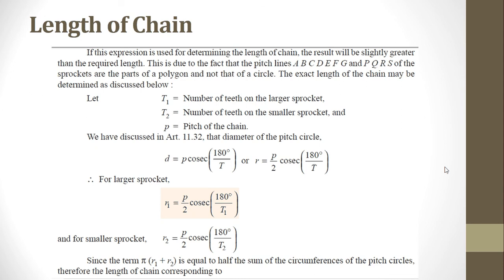Now T1 is the number of teeth of the largest sprocket, T2 is the number of teeth for the smaller sprocket, P is the pitch, and then we have the diameter of the pitch circle that has been derived earlier with the simple relationship between D and the pitch. So for the largest sprocket we have R1, and for the smaller sprocket we have R2 over here. The P has been divided by 2 because we are using radii over here, not diameters.